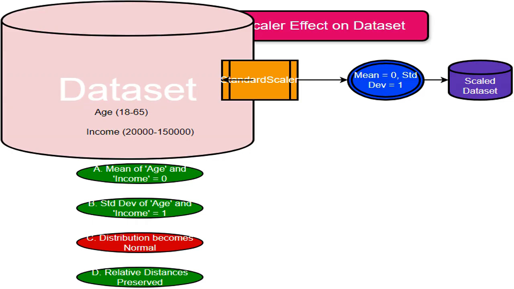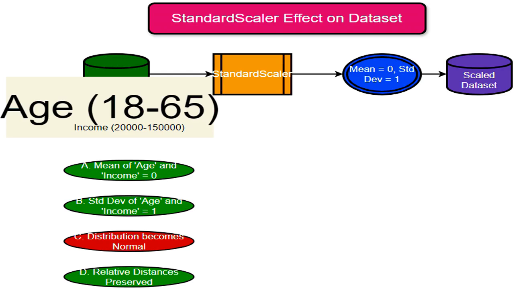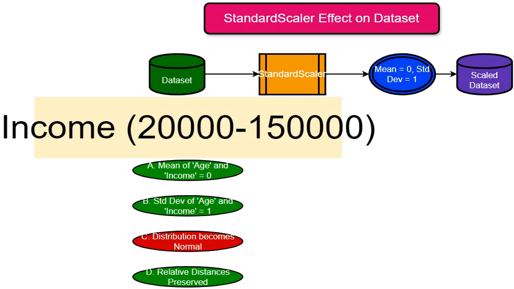I'm working with a dataset that has two features: age, ranging from 18 to 65, and income, ranging from 20,000 to 150,000. This is one of the features. The values for age are between 18 and 65 years old. This is the second feature. Income values are between 20,000 and 150,000.